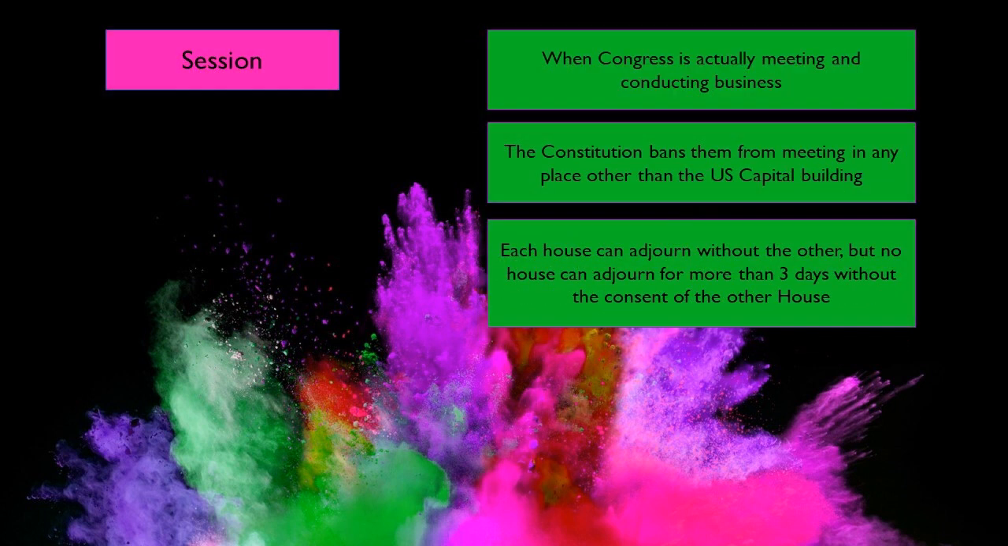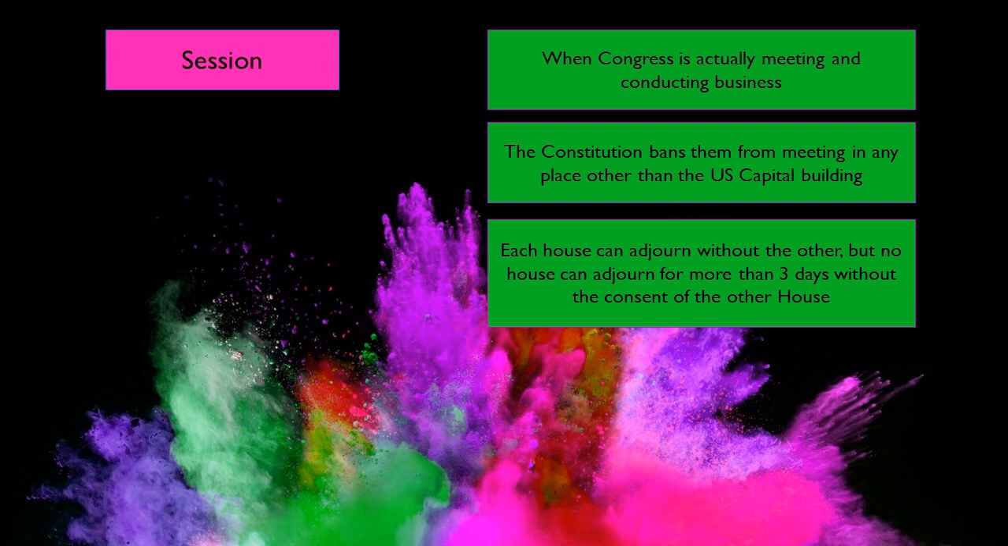A session of Congress is a time period where Congress is actually meeting and conducting business. When we have a session of Congress, this just means that congressmen are actually in the chambers and they're discussing issues, they're debating, they're voting, they're maybe even writing laws, but this means they're in Washington, D.C. instead of back home in their constituencies.